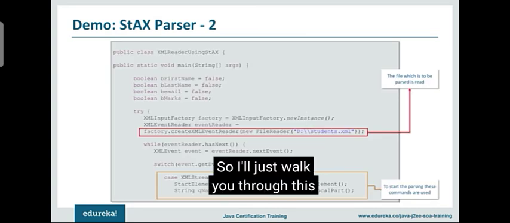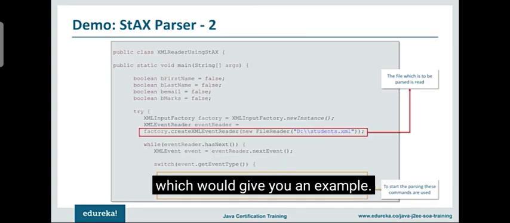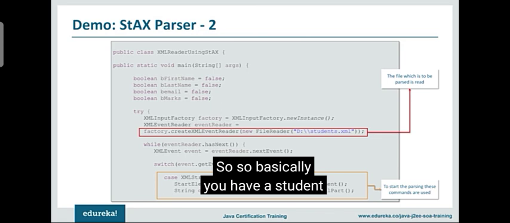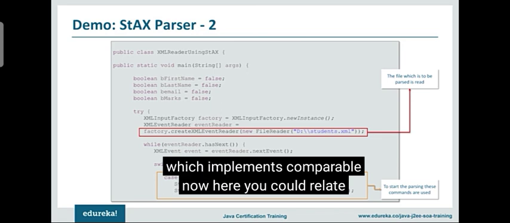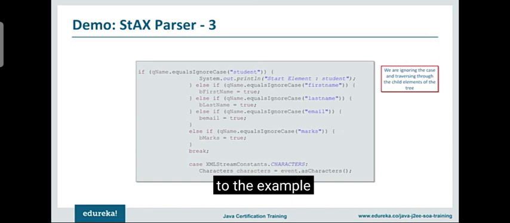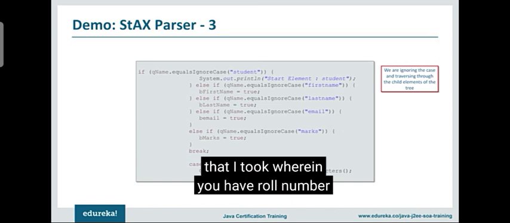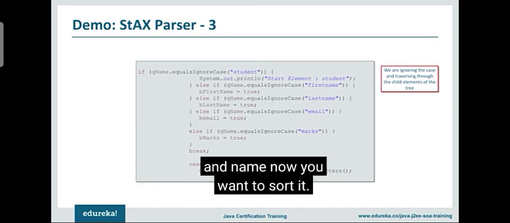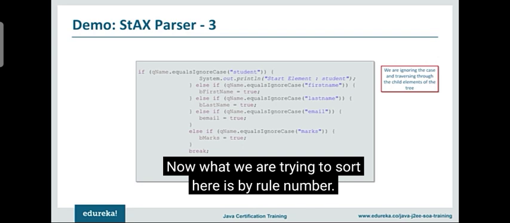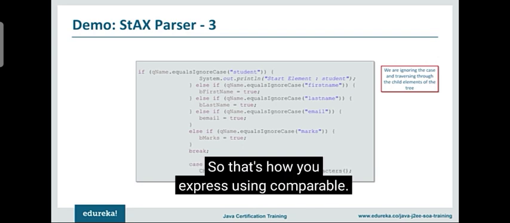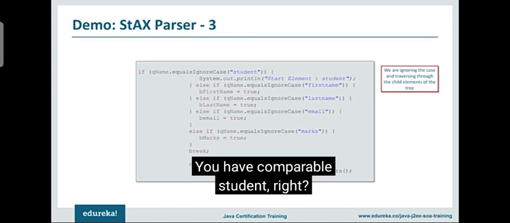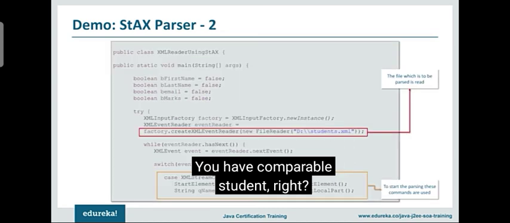All right, so I'll just walk you through an example. Basically you have a Student which implements Comparable. Here you could relate to the example that I took, wherein you have roll number and name. Now you want to sort it, and what we are trying to sort here is by roll number. So that's how you express it using Comparable, right? You have Comparable<Student>, right?